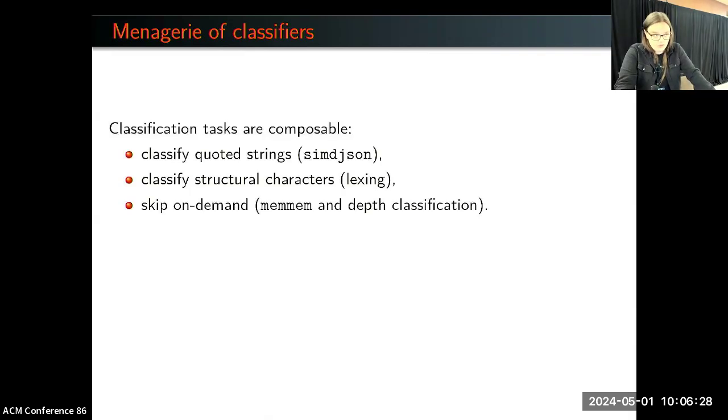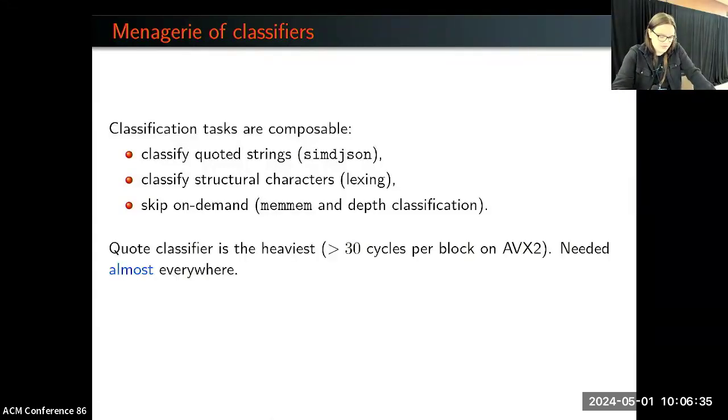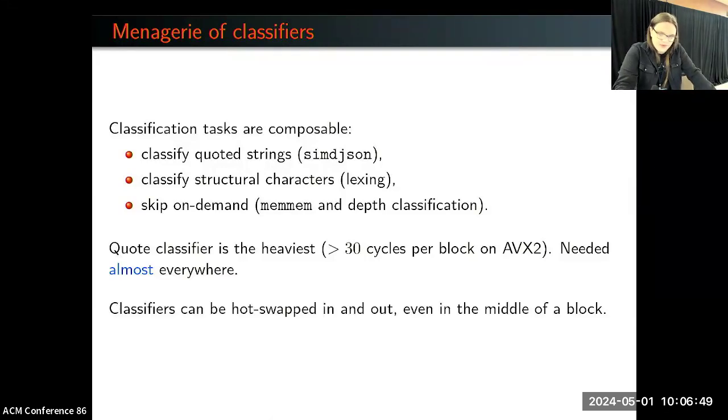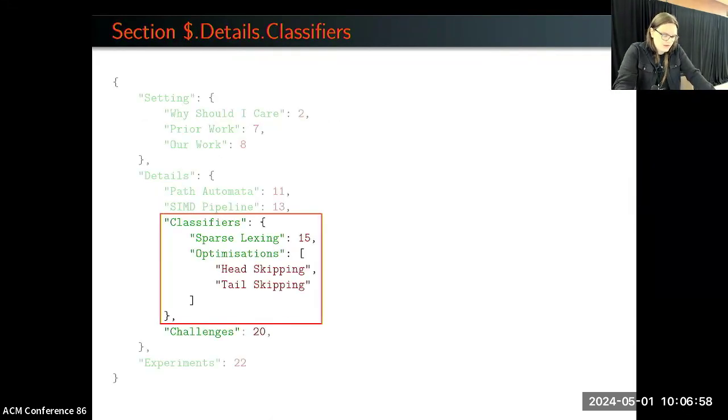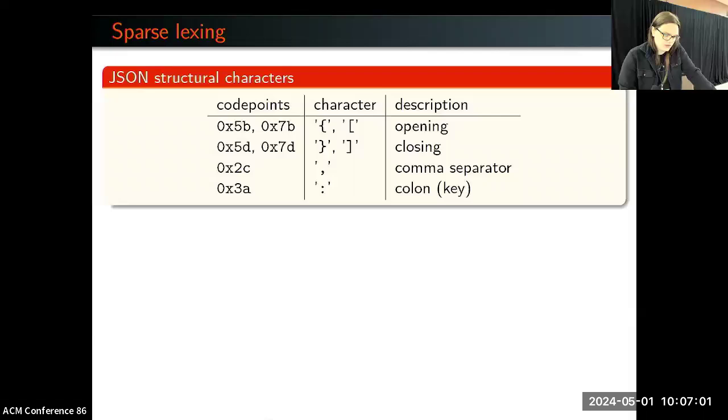And finally, we have two important optimizations that allow us to skip through parts of the tree that are completely irrelevant and achieve speedups. The quote classifier is the heaviest part of the pipeline. It needs 30 cycles per block, which has 32 bytes, and it's needed almost everywhere. I will show you why in a second. But we can hot swap classifiers in and out thanks to our architecture, and that allows us to sometimes not use the quote classifier. So let's look at the classifiers in more detail.